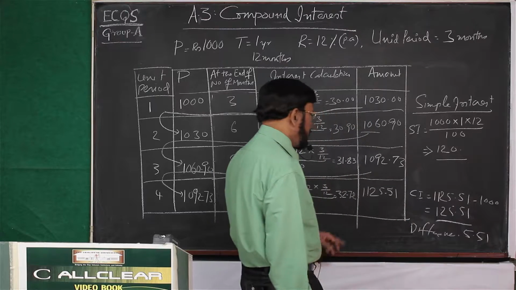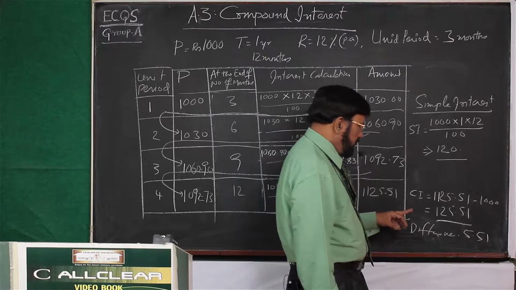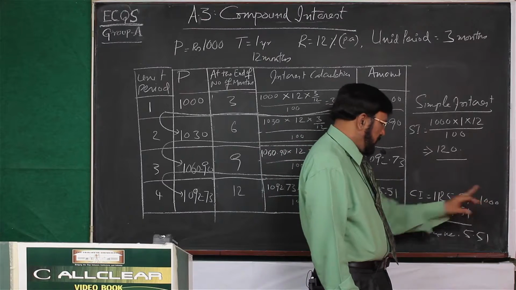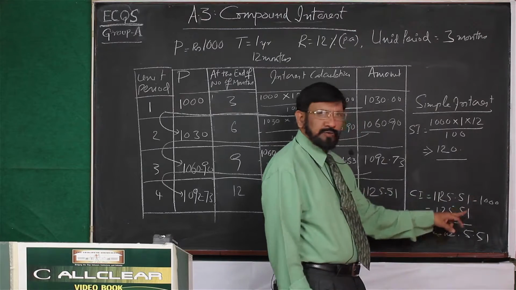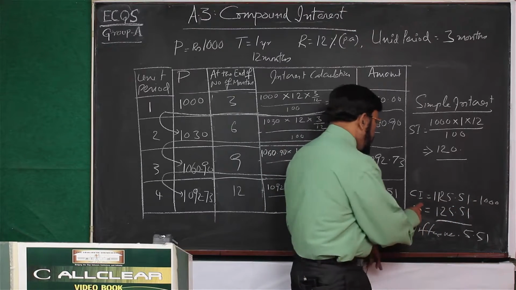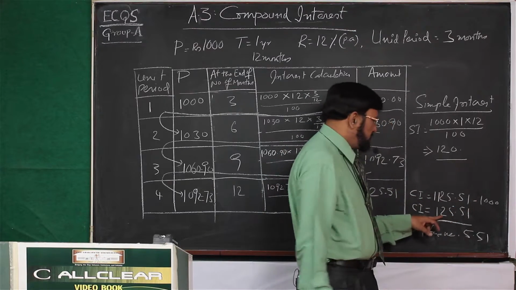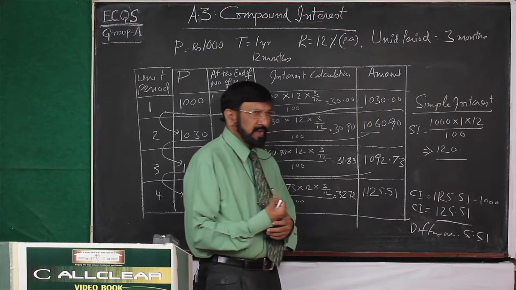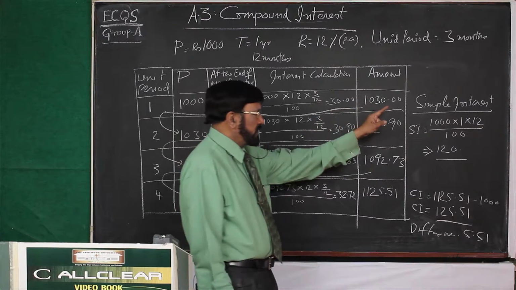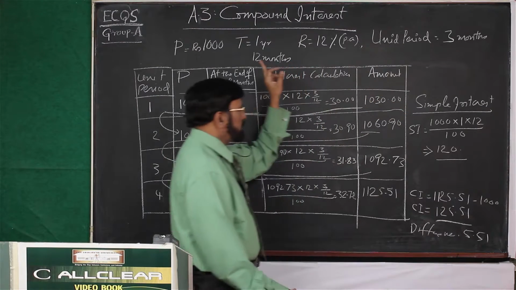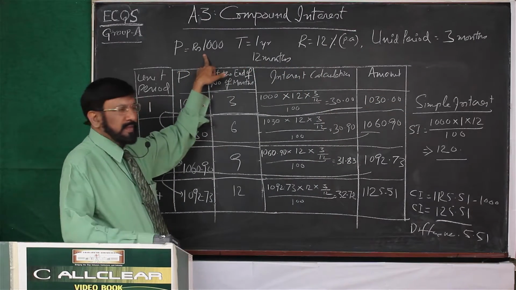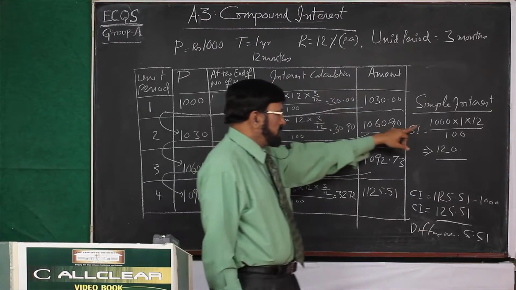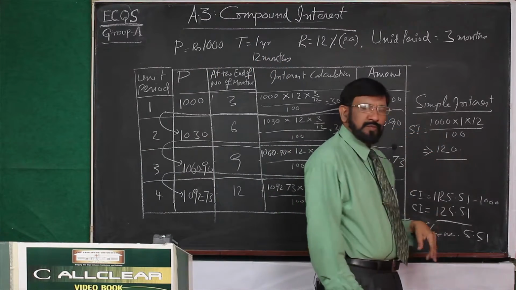Then what we are doing, we have to deduct 1125.51 minus 1000, so the compound interest is 125 rupees 51 paise. And for the same, calculate simple interest for 1 year: P is 1000 rupees, T is 1 year, R is 12%, PTR by 100 gives 120.